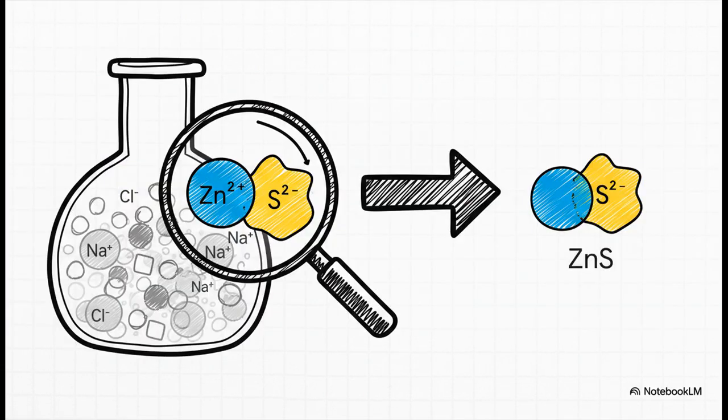And this is what you're left with. See how clean that is? This is for a similar reaction, but all the clutter is just gone. This tells you the simple truth of what happened. Zinc ions met sulfide ions, and they made solid zinc sulfide. That's it. That's the whole story.